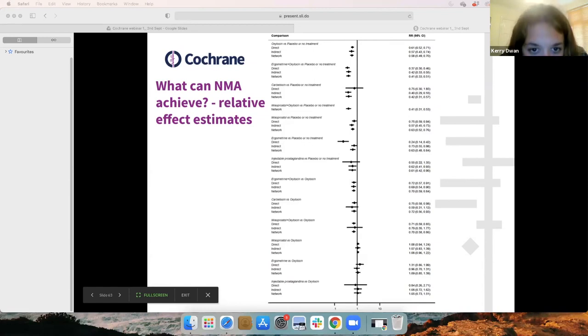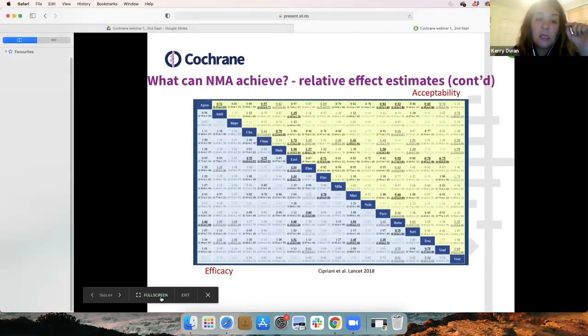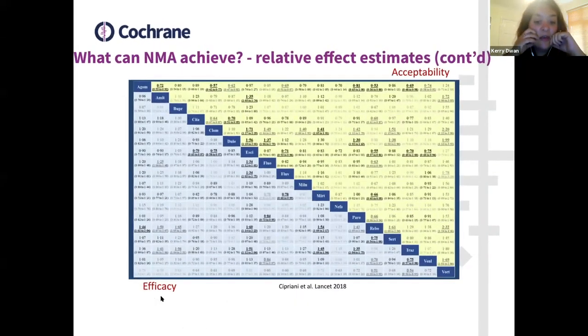So the first few are comparing the different interventions to placebo or no treatment, and you get halfway down, and then you've got one treatment plus oxytocin versus oxytocin, and then, sorry, it's quite small, so it's difficult to say, carb something versus oxytocin. So it's showing all of the different treatment comparisons. And as I showed in the league table as well, you've got all of the interventions included in the diagonal. So you've actually got all of the different comparisons in that league table as well.